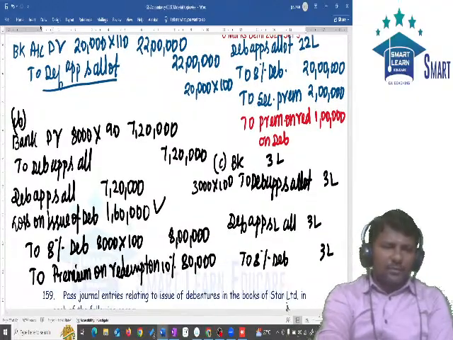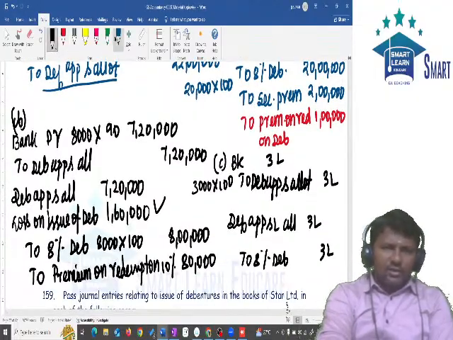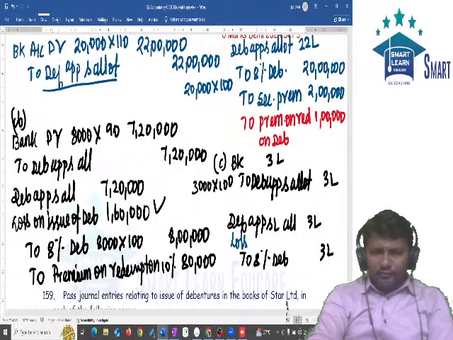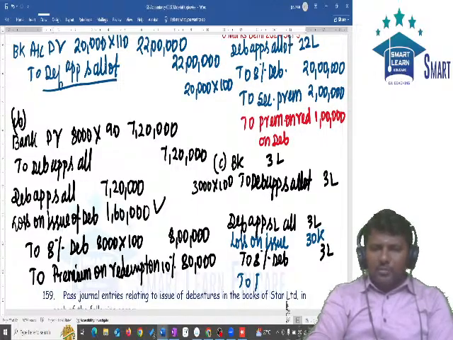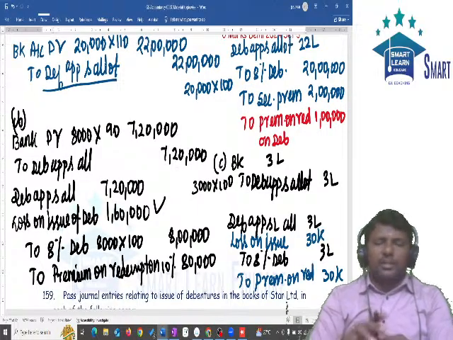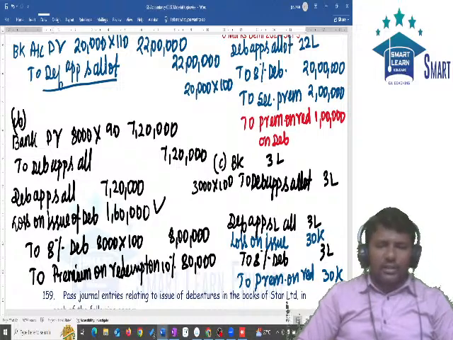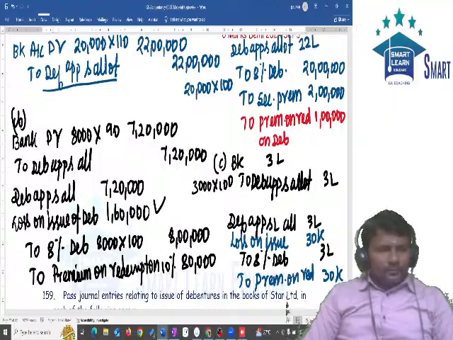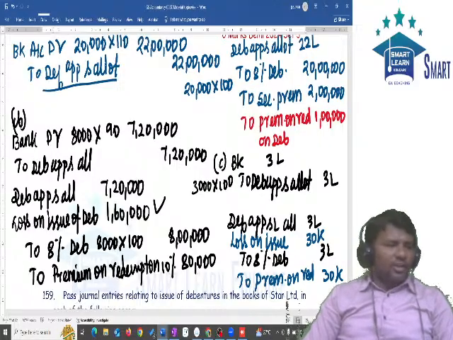When redemption takes place at premium, we have a loss. For loss, we need to pass one entry. What is the entry? Loss on issue of debenture account debit. How much is the loss? 30,000 is the loss, 10 percentage, to premium on redemption of debenture, that is also 30,000. That's all. Debit is 30,000, credit is 30,000. Finally, it tallies. Have you understood this question?